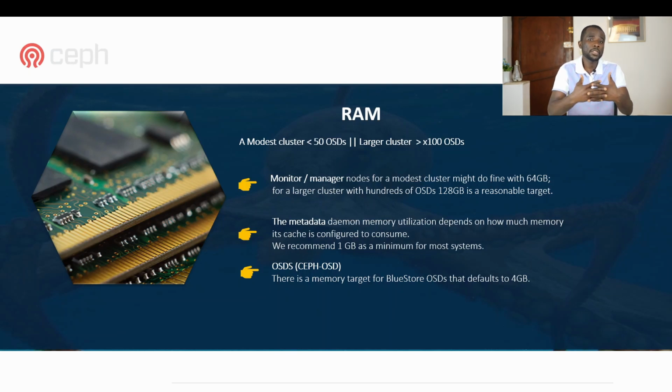But in case of a large cluster, you can provision 128 gig for the random access memory. Concerning the metadata server, it is recommended to have at least 1 gig of RAM for the metadata server.